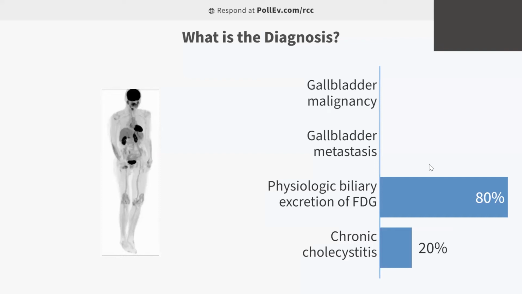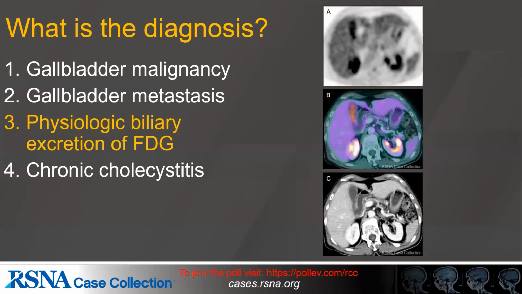So the majority have answered physiologic, and some of you have answered chronic cholecystitis. So let's go over that. The correct diagnosis is physiologic biliary excretion of FDG.